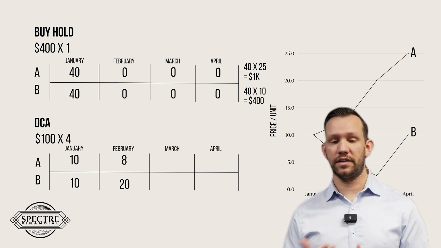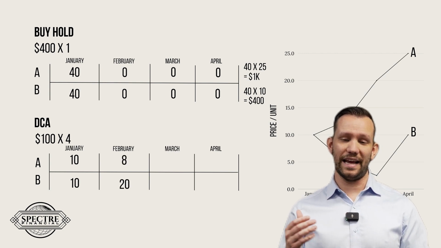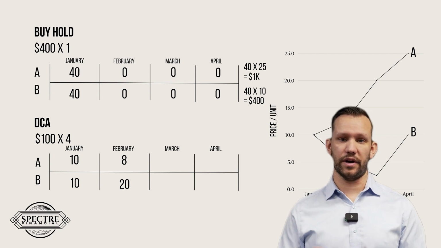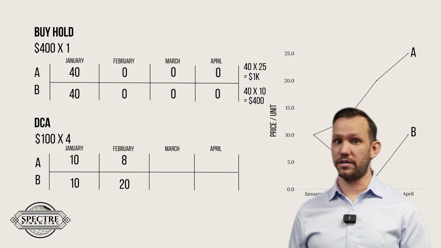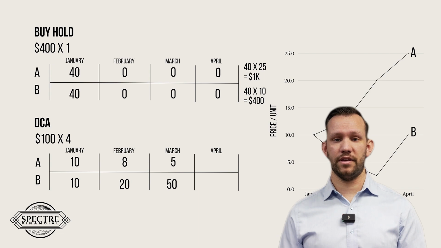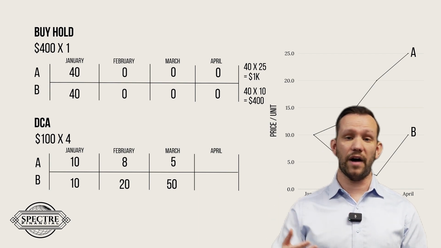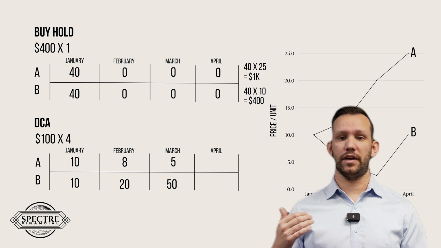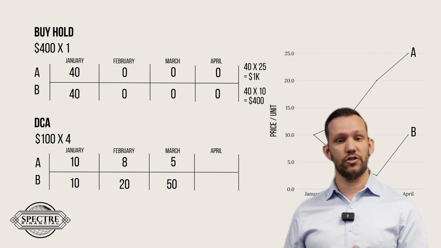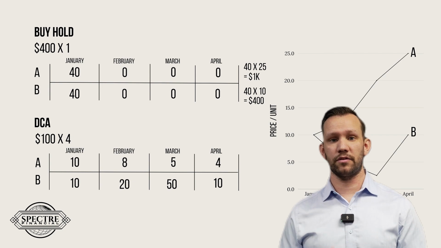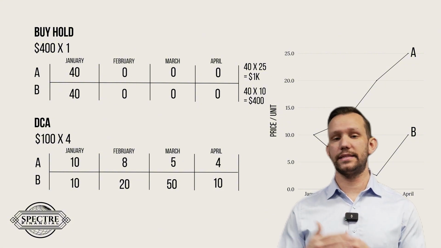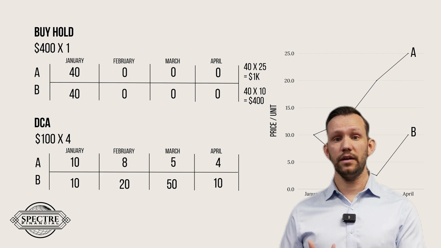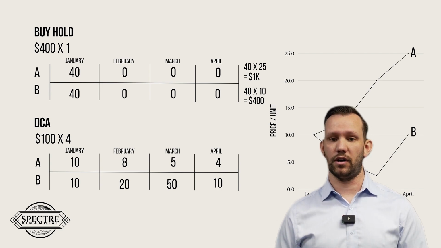In the next month, we're going to get 8 units of Fund A because the price has gone up, and we're going to get 20 units of Fund B because their unit price has gone down. In the third month, the same thing happens. We end up getting 5 units of Fund A, and 50 units of Fund B because it's dropped even farther. And then in the last month, we get 4 units of Fund A, now at $25 where we were before. And we're back to even, so we get 10 more units of Fund B because it's back at the $10 mark.